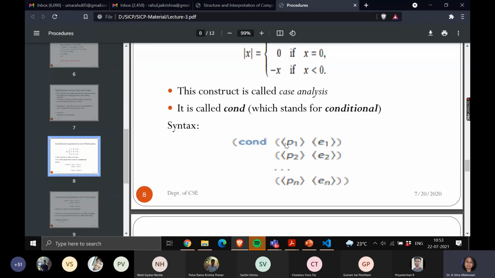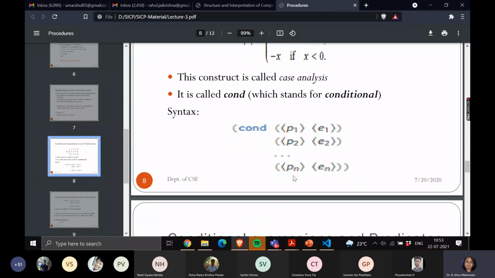If the predicate P1 returns true, then P1 is considered true and E1 will be evaluated. It does not imply that you can have only a single expression. You can also have a sequence of expressions. That is the fantastic feature of cond. For a given condition, you can have a sequence of expressions to be executed. There are n number of predicates, and expressions are mapped one-to-one to predicates.